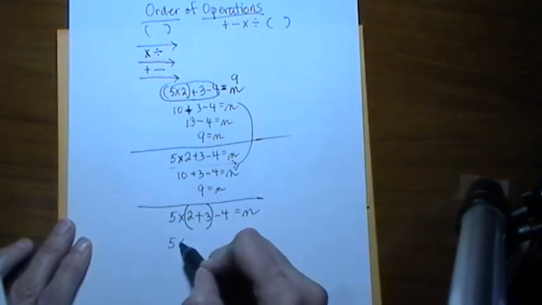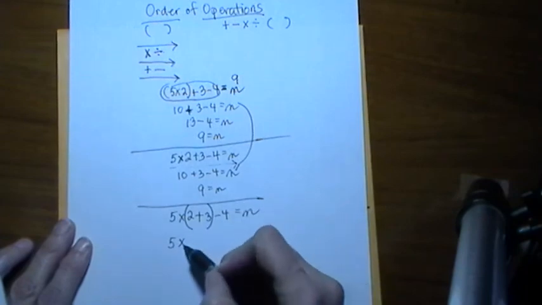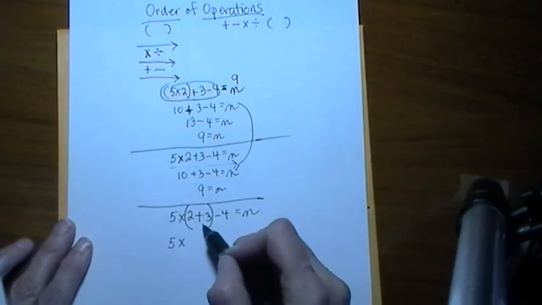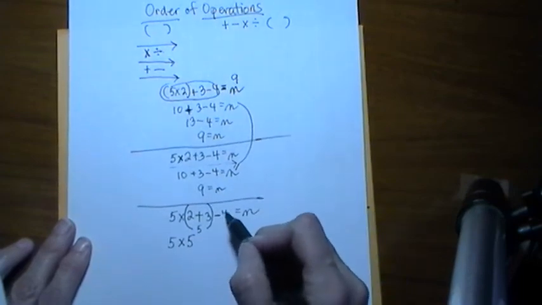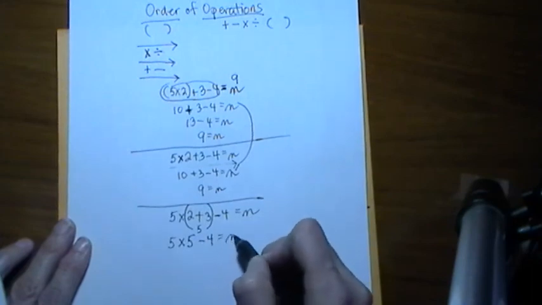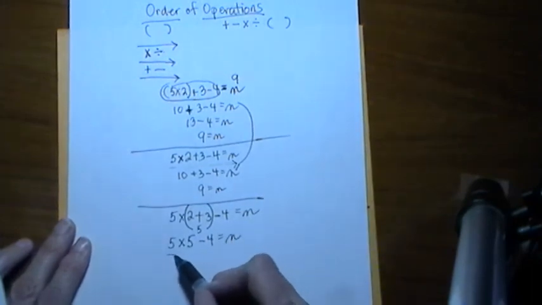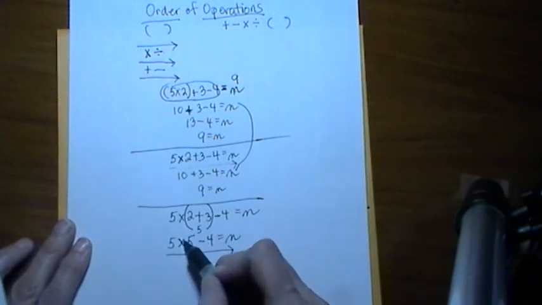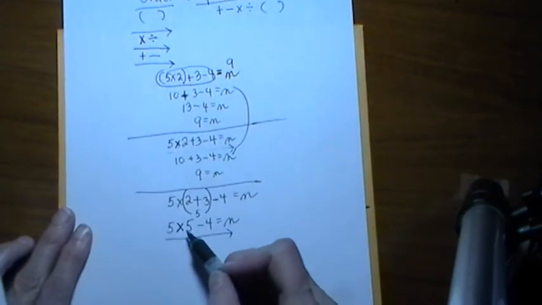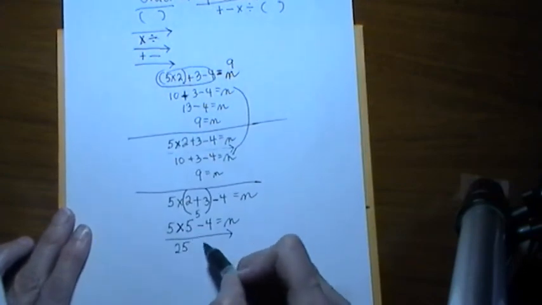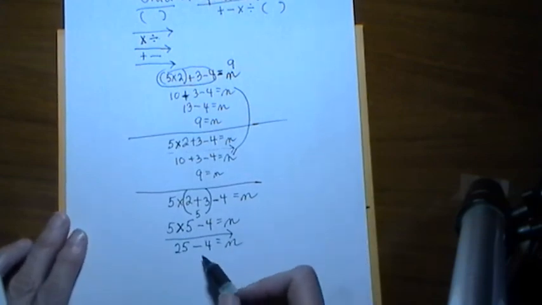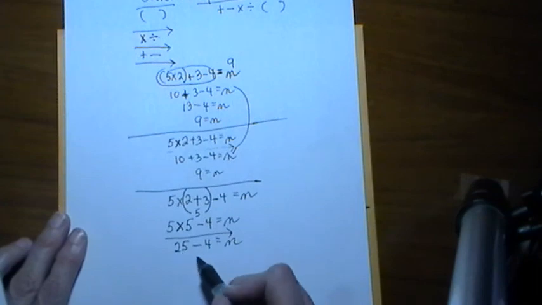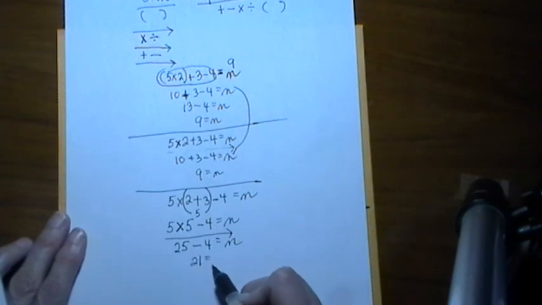So we'll say 5 times, what's 2 plus 3? 2 plus 3 is 5. So 5 times 5 minus the 4 equals n. Now reading from left to right, we're looking for multiplication or division. We find multiplication. 5 times 5 equals 25, minus 4 equals n. Well, when we simplify 25 minus 4, we get 21 equals n.